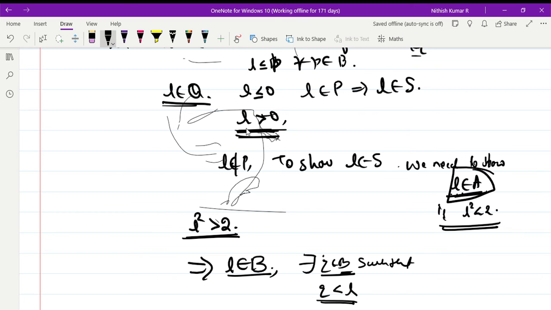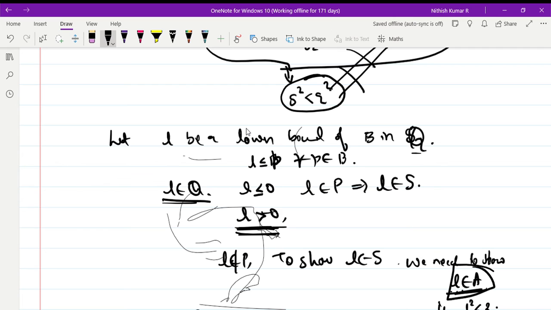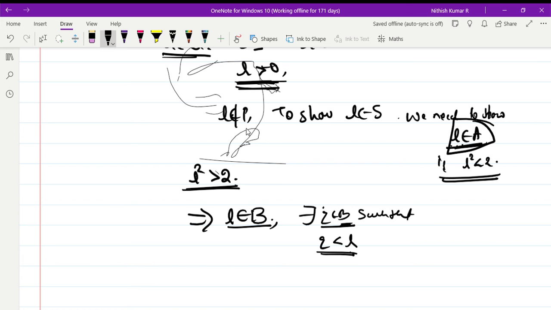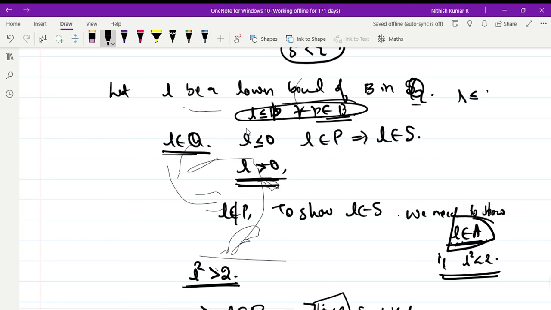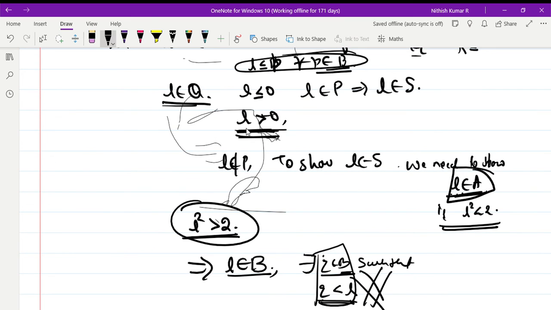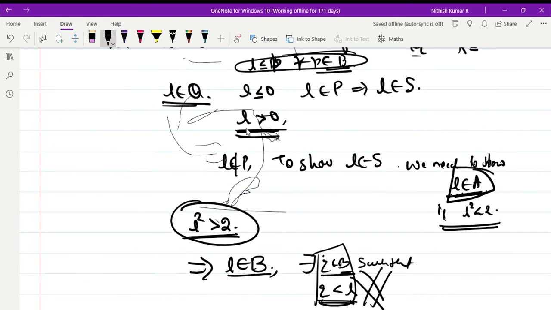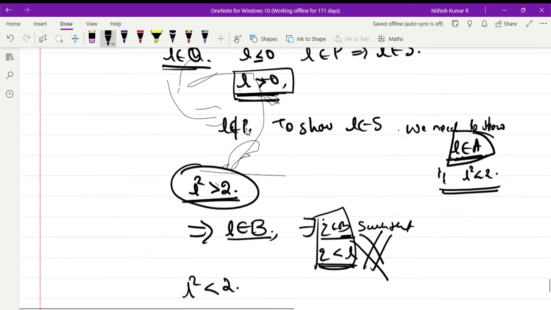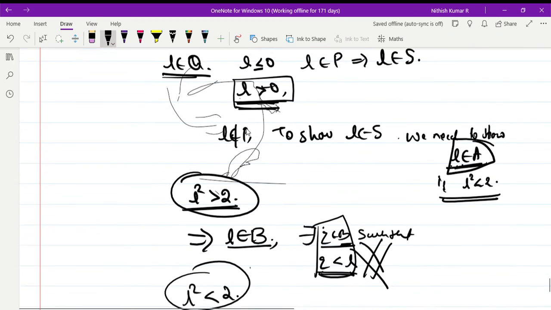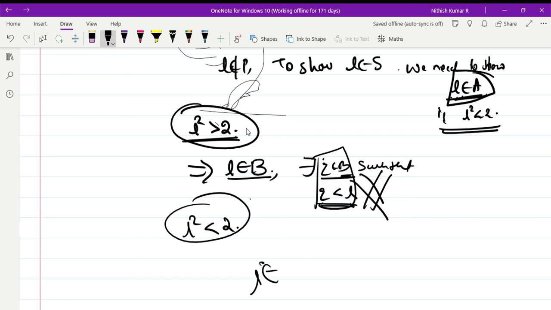Now we have assumed L is a lower bound of B. That means L is less than or equal to every element of B, but we got L is greater than an element of B. This is not possible because we assumed that L square is greater than 2. Therefore L square must be less than 2. Now L is a rational number greater than 0, L square is less than 2, implies L belongs to A. This implies L belongs to A.